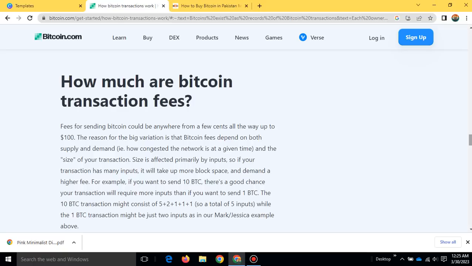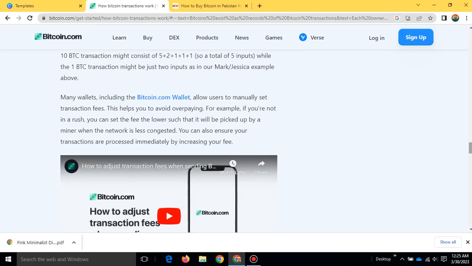For example, if you want to send 10 BTC, there is a good chance your transaction will require more inputs than if you want to send 1 BTC. The 10 BTC transaction might consist of 5 plus 2 plus 1 plus 1 plus 1, so a total of 5 inputs, while the 1 BTC transaction might be just 2 inputs, as in our Mark and Jessica example above.